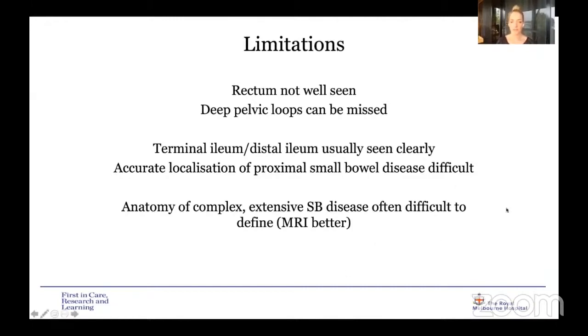Deep pelvic loops can be missed. So if you're worried about the anatomy and getting an overall view, MRI and CT are still better than ultrasound. Terminal ileum, distal ileum are usually seen beautifully, but accurate localization of more proximal small bowel disease can be difficult. And that's, as I said, where CT and MRI is really useful. So if you've got access to it, you do that as a baseline with your ultrasound, make sure they align, and you can rely on your ultrasound to monitor the patients ongoing. Anatomy of complex, extensive small bowel disease can be difficult to define.